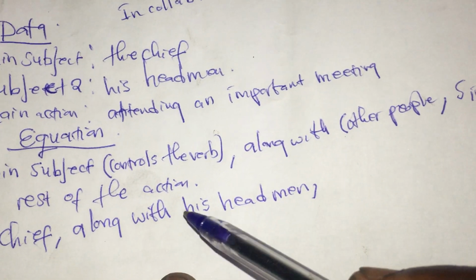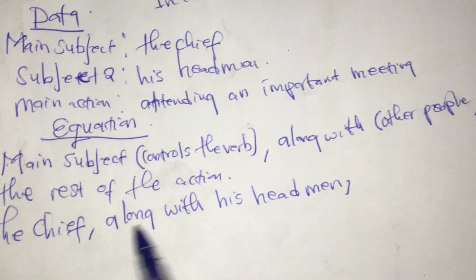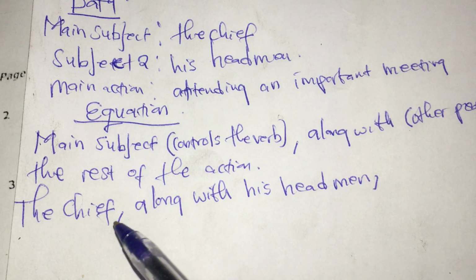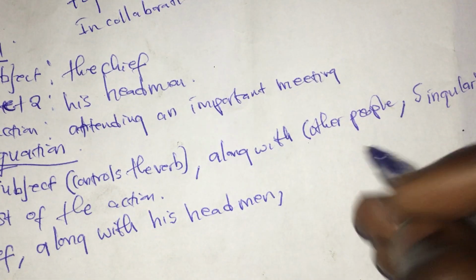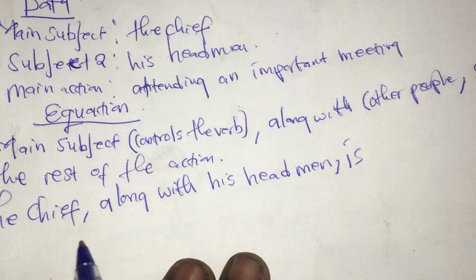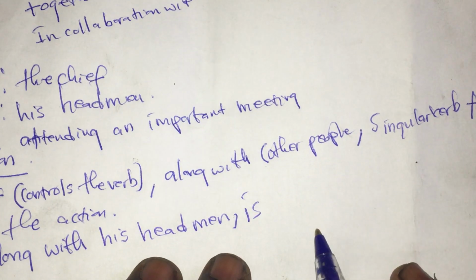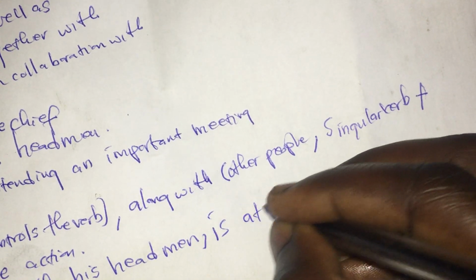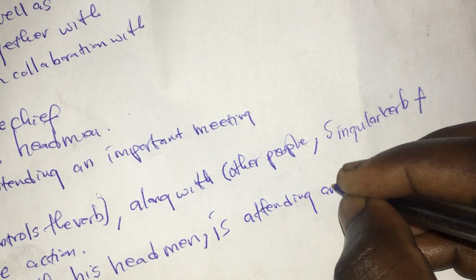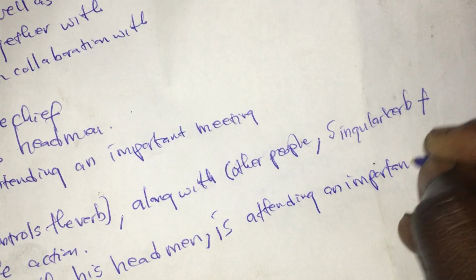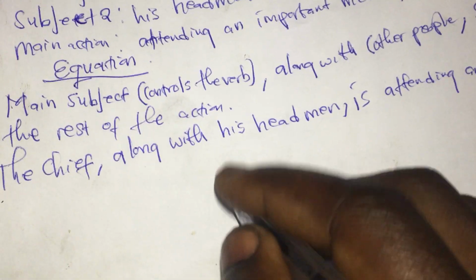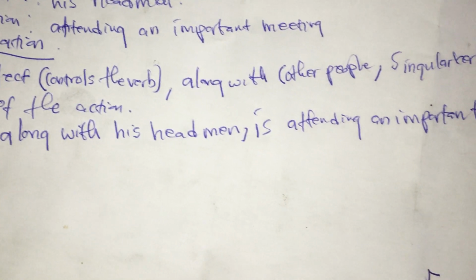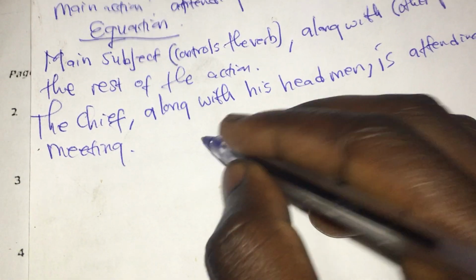Now here, after mentioning the chief along with his headman, you have to check. After putting a comma, you have to go back. Our main subject, is it a singular subject or a plural subject? We just have one person here, so we are going to use "is". So we're going to say the chief, comma, along with his headman, comma, is attending an important meeting. This is how you solve it.